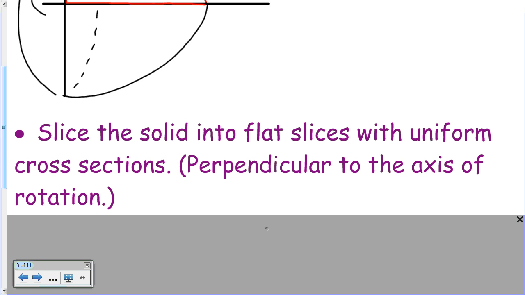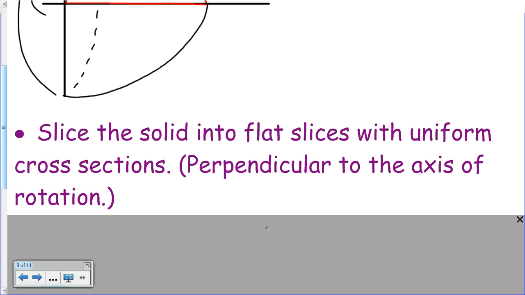The first step is to slice the solid into flat slices, or strips as we called them in the last section. Flat slices with uniform cross sections. That's the key to this whole part, that I have to have uniform cross sections. In other words, they all have to be circles, or they all have to be squares, or they all have to be triangles, or whatever. They all have to have the same uniform shape.